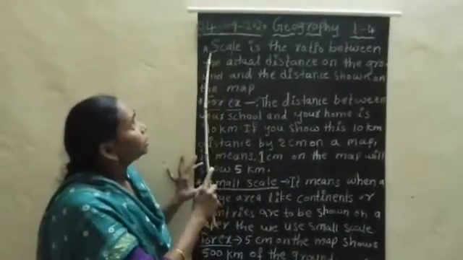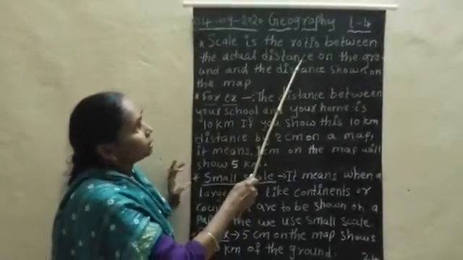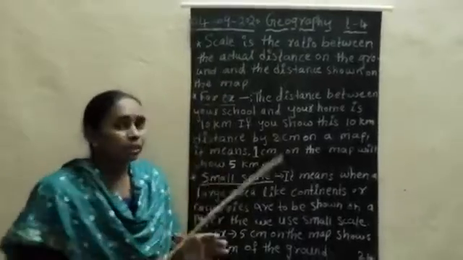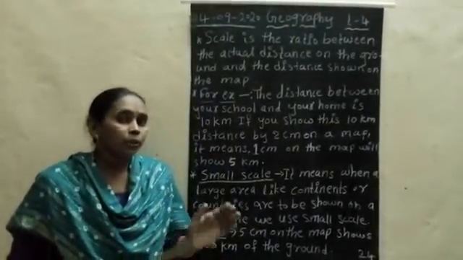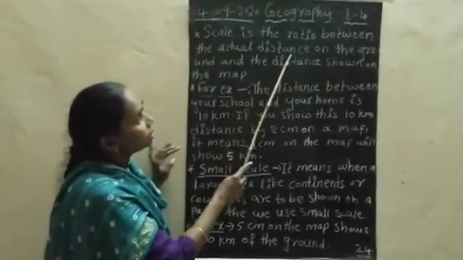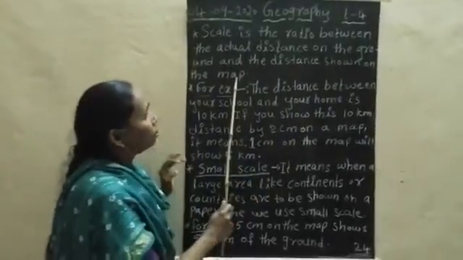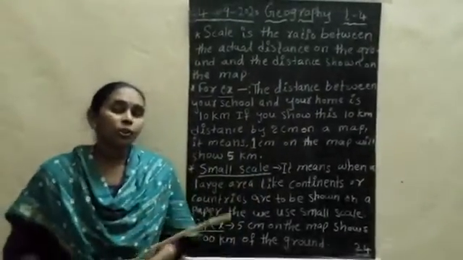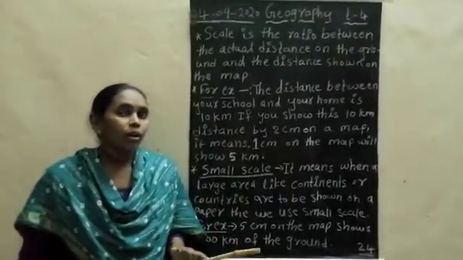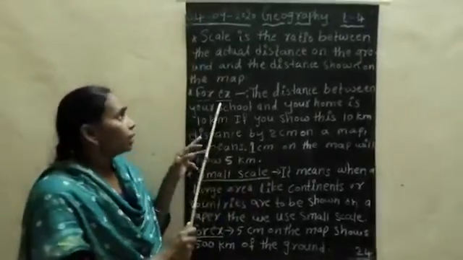So the first one is scale. Scale is the ratio between the actual distance. So children, the scale is showing the ratio between the actual distance on the ground and the distance shown on the map. So the scale shows how much distance there is on the ground, and also how much distance it is showing on the map. Here is one example.